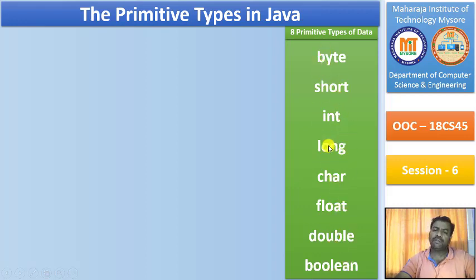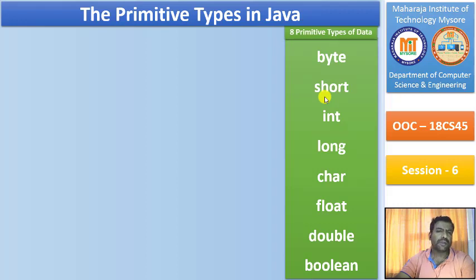Out of these 8 primitive types, a few you are already familiar with from C and C++ programs. A few types will be new to you. We will see what exactly they are and how they contribute to our Java program.